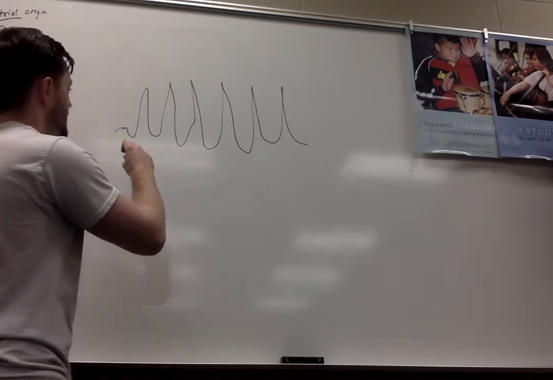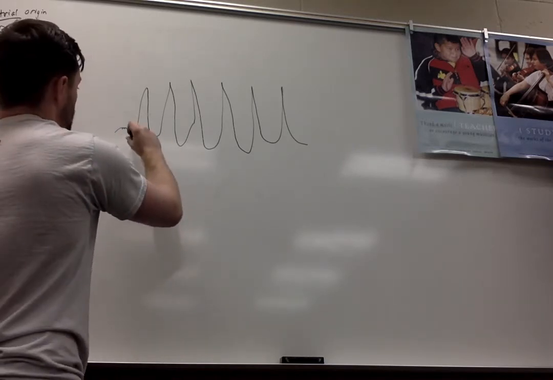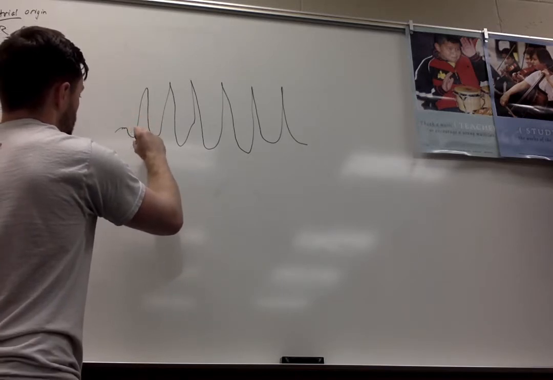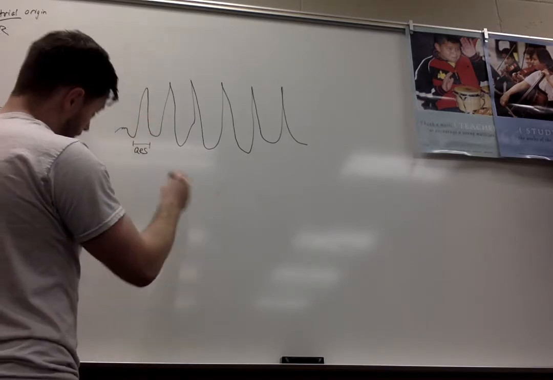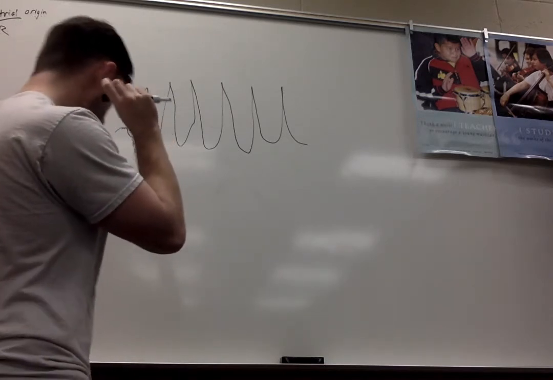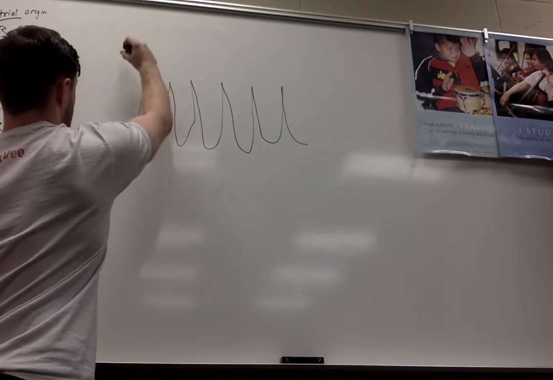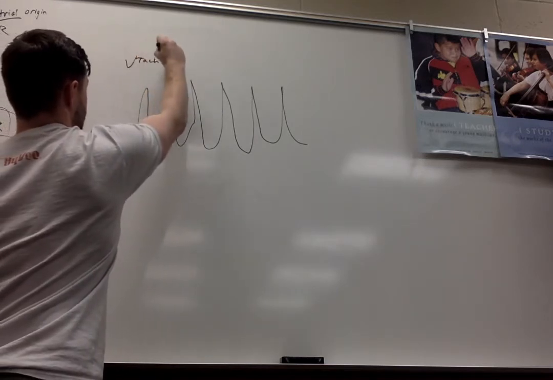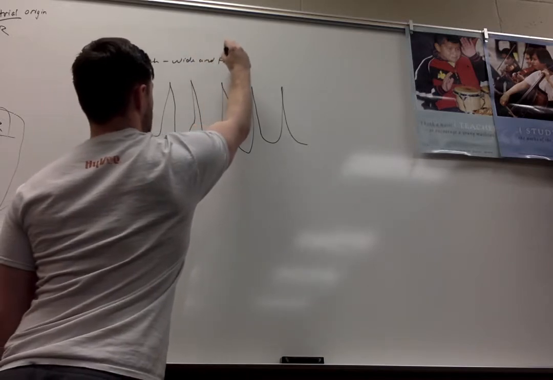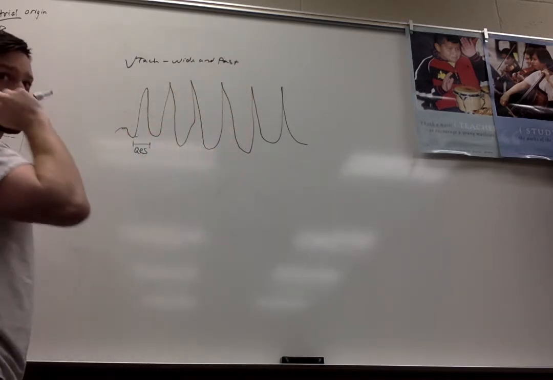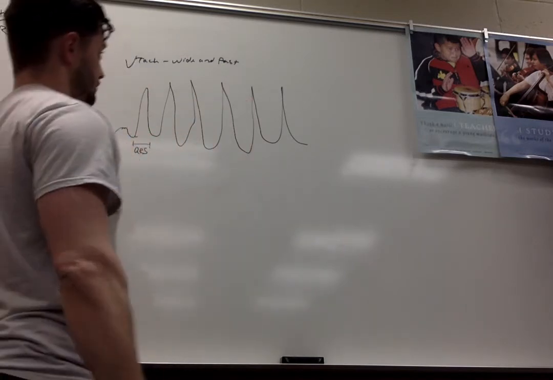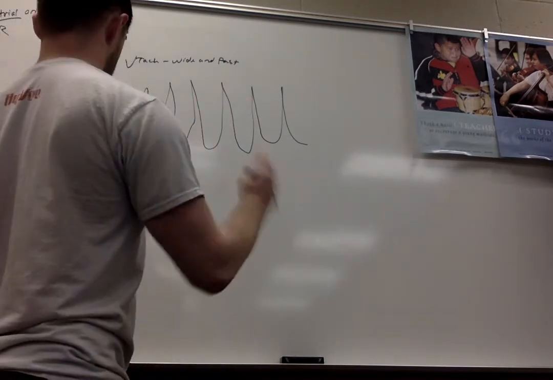Whatever. Little Mermaid. So with VTAC, you're going to have typically a wide QRS. It can be fast enough to where it narrows, which is fine. But you're going to know it as VTAC is wide and fast. Wide because it's ventricular in origin, and fast. 180, 200, 150, it's going to be tachycardic.